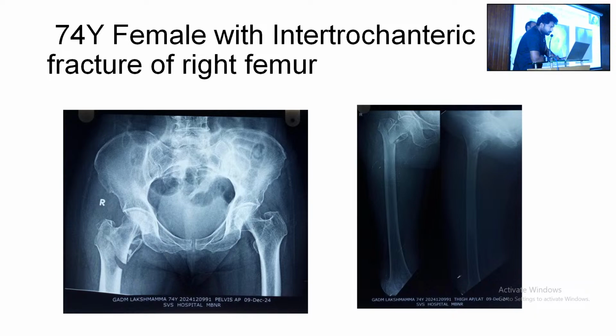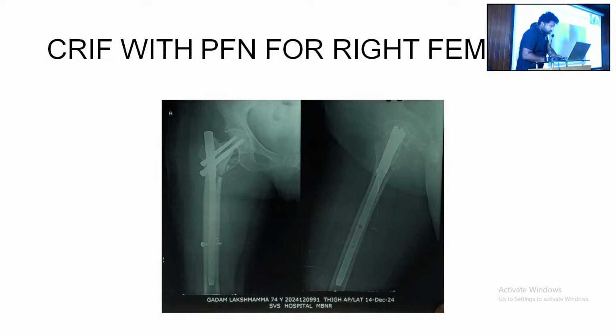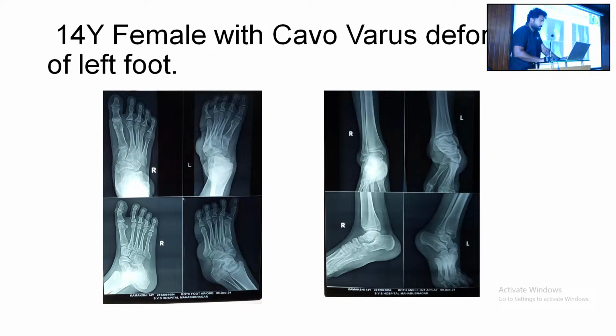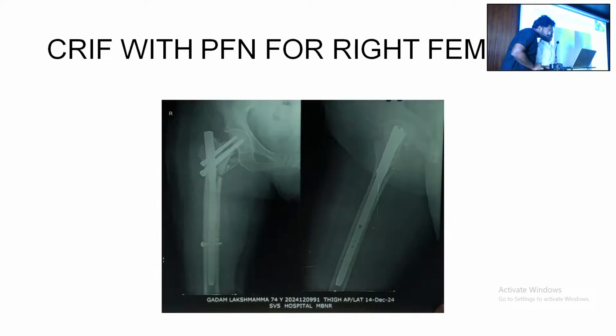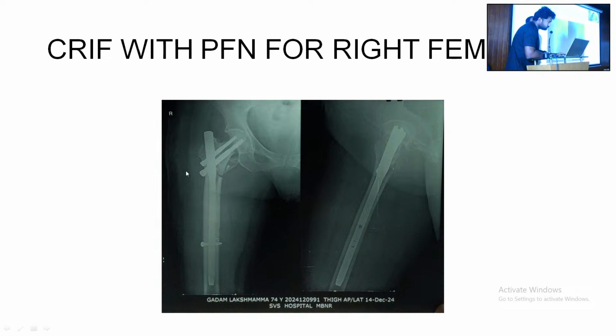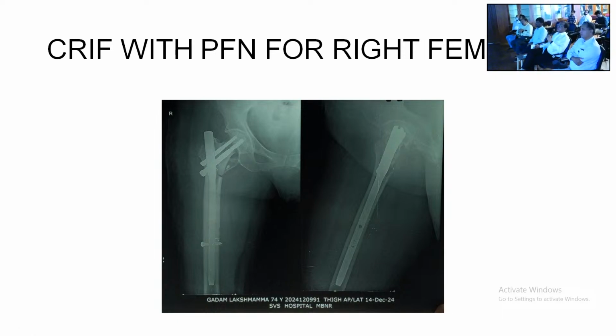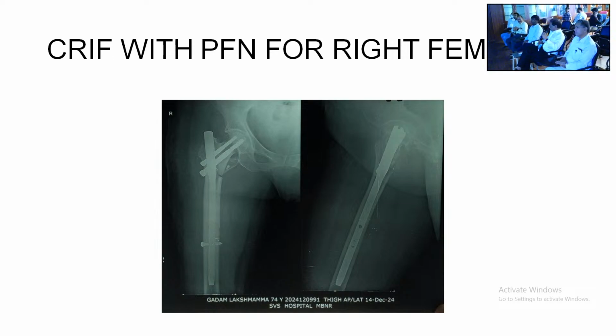This is a 74-year female with intertrochanteric fracture of the right femur. This is Boyd and Griffin type 2, sir. So we have done closed reduction with proximal femoral nailing for the right femur. Sir, go back. Always it's better to have a good reduction on the medial side. Lesser trochanter is off. Where is the lesser trochanter? People say, what is attached to the lesser trochanter? Which muscle is attached?